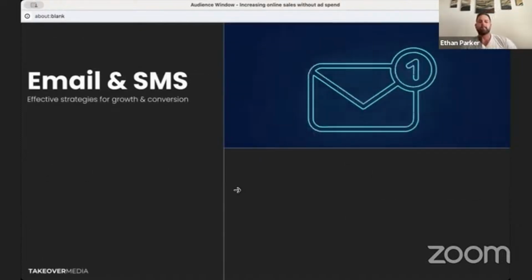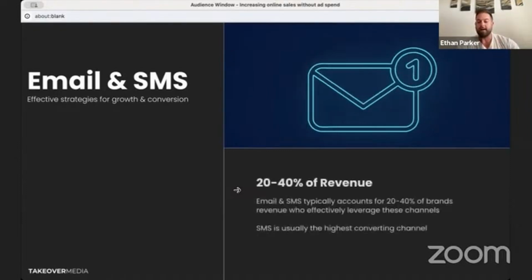I know, fast, 30 minutes in already. Email and SMS is one of the most underrated things. It's just always an afterthought, because even if you do it poorly, you get some results on this, but you can also get much better results. Typically, for brands that are using this channel well, 20 to 40% of their revenue is coming from email and SMS. And SMS is usually the highest converting channel, although email typically does attribute more revenue. However, if you really put work into building those lists, SMS typically generates a higher conversion rate on your customers. So I'm a huge fan of tackling that early.